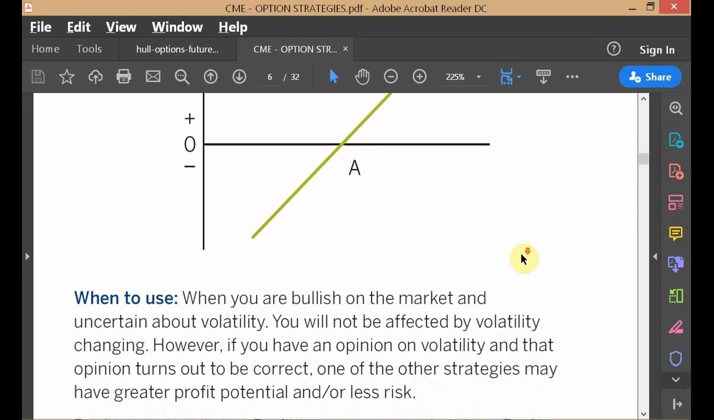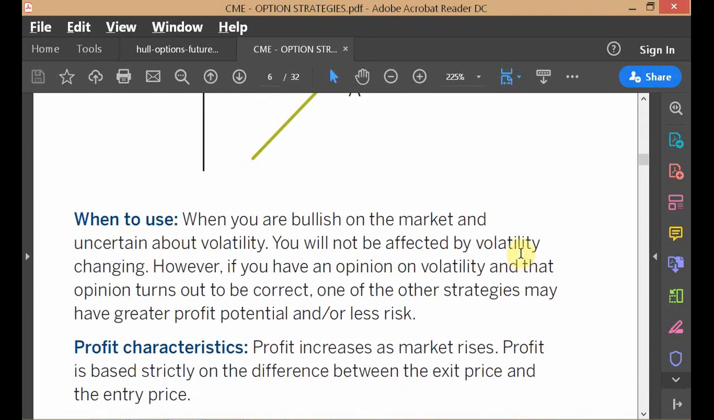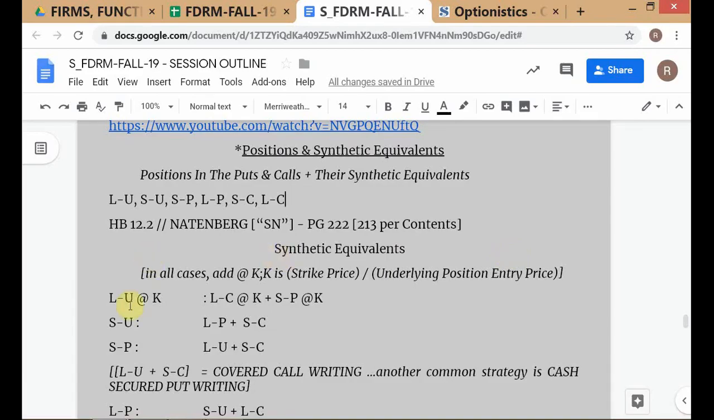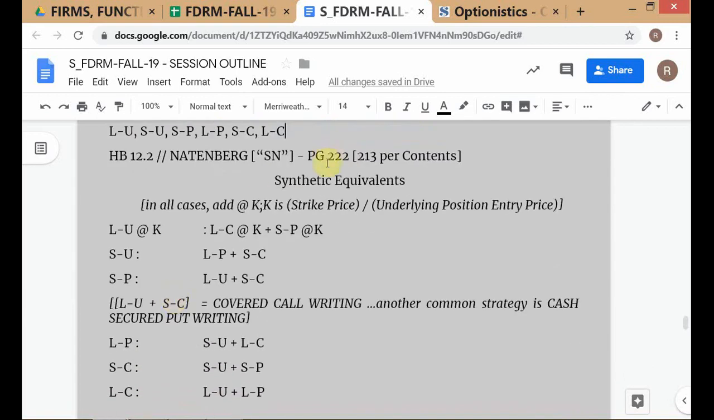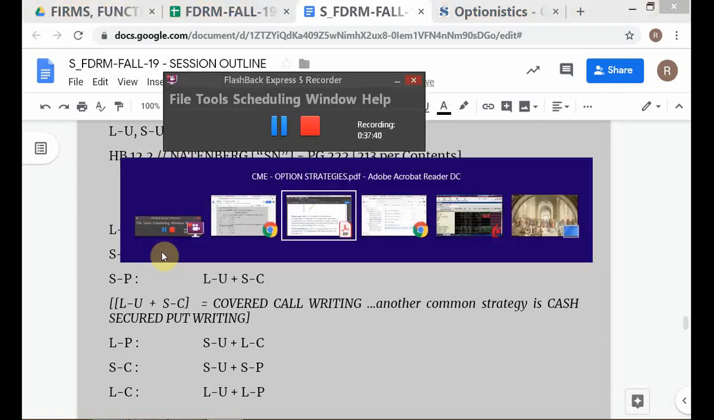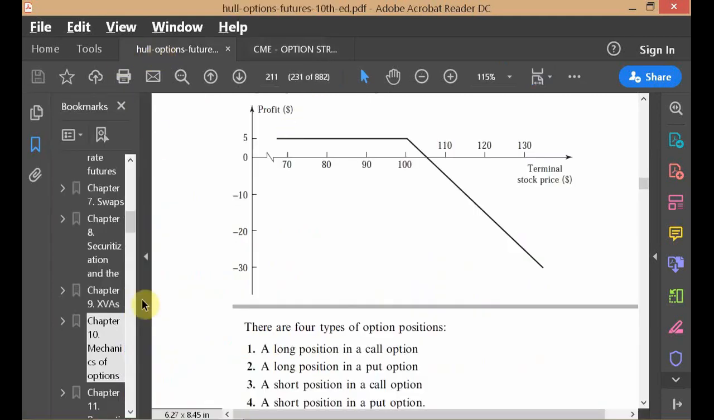Now let's understand the first example. Our first item is long call, long underlying. Is everyone clear about synthetics? You'll understand a little more once you see the first example. I've given the contents also for your 10th edition, for Hull Basu, no, sorry, this is for Natenberg. Hull Basu is 12.2. You have to go to 12.2, but I'm explaining it. Let's go to Hull 12.2 also.